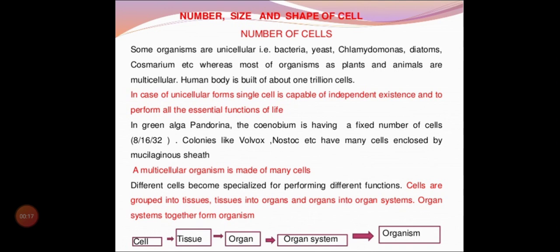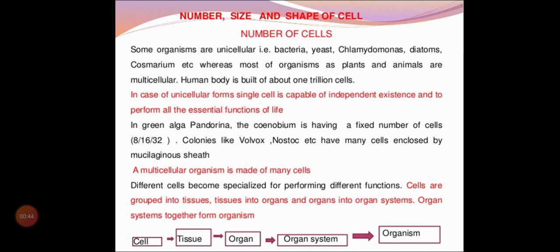We know unicellular organisms like bacteria, yeast, Chlamydomonas, that is algae, diatom, that is also algae, and Closterium. They all come under the plant group, and animals also. We can see some zooplanktons like Protista groups, all unicellular. So we can see unicellular and multicellular organisms in both plants and animals.